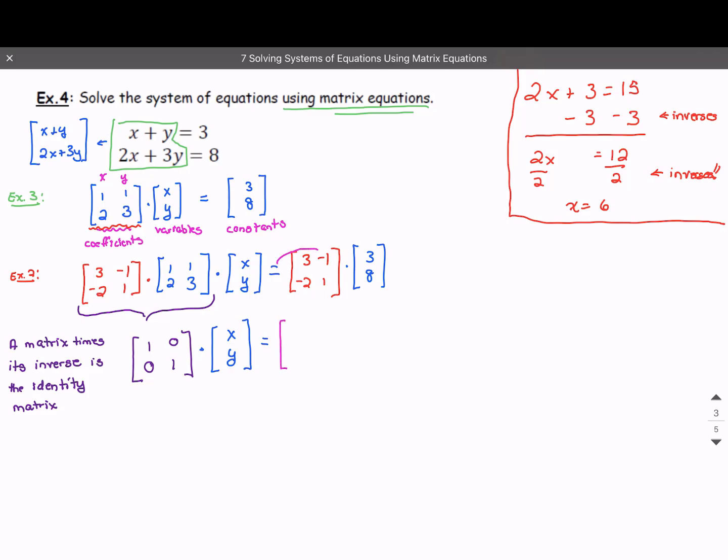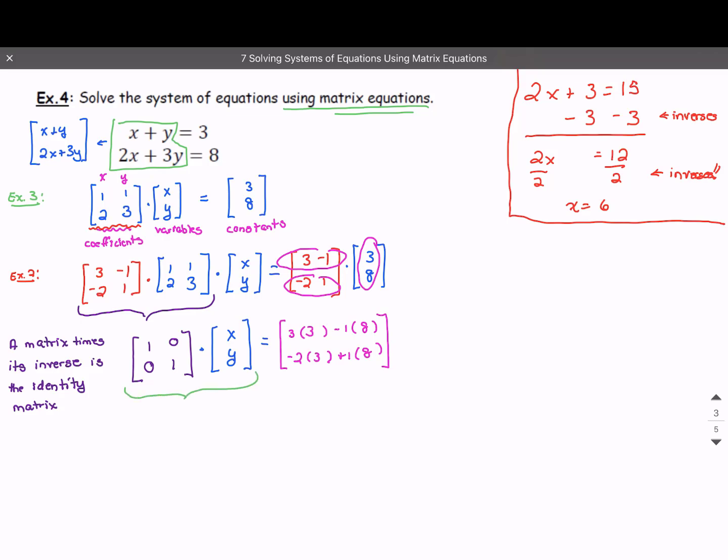And on the other side, why don't we go ahead and start doing some multiplication here? So we're going to take our rows from the first. My first row is 3 times something plus negative 1 times something, and our column is 3, 8. Row 2 is negative 2 times something plus 1 times something, and our something is still 3, 8.